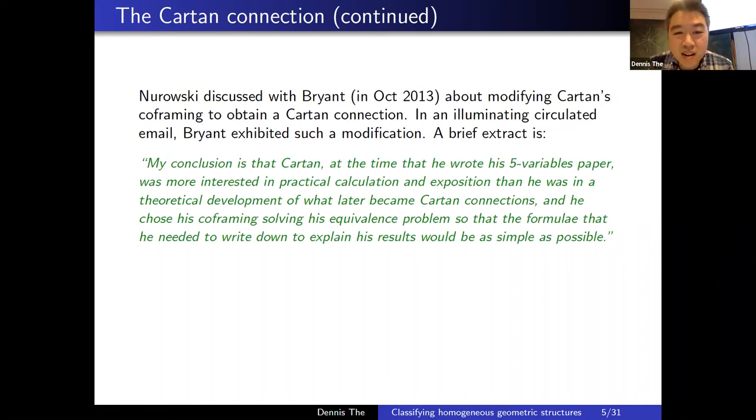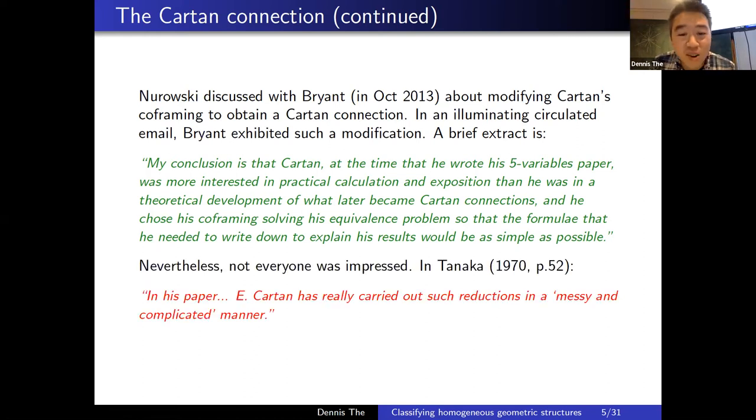Okay, so a brief extract is the following. My conclusion is that Cartan, at the time that he wrote his five variables paper, was more interested in practical calculation and exposition than he was in a theoretical development of what later became Cartan connections. And he chose his co-framing, solving his equivalence problem, so that the formulae that he needed to write down to explain his results would be as simple as possible.